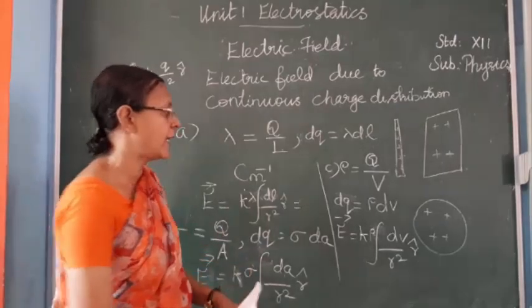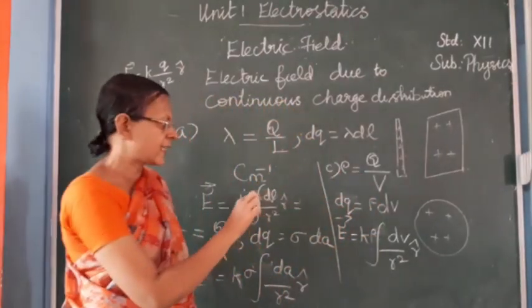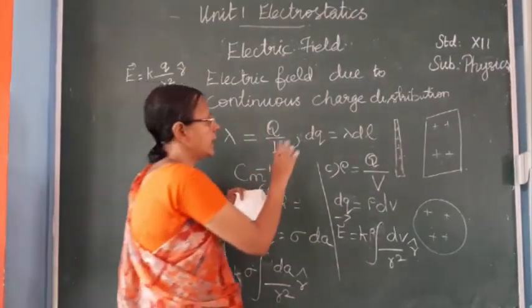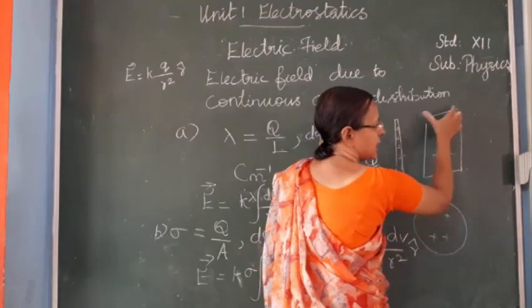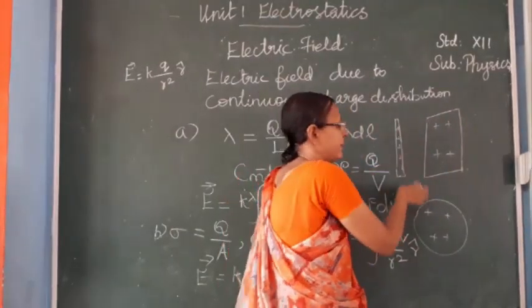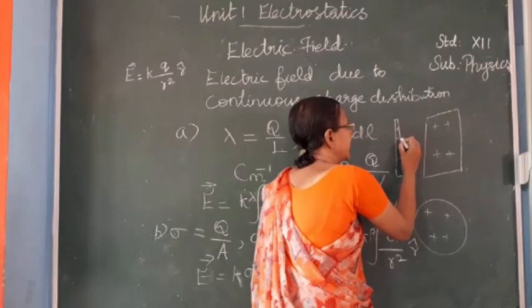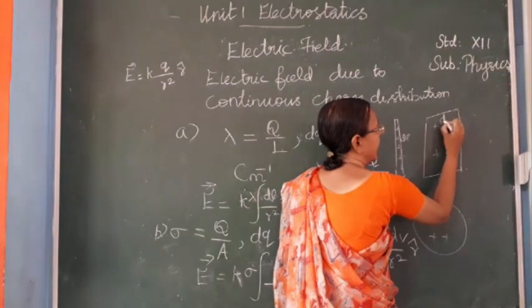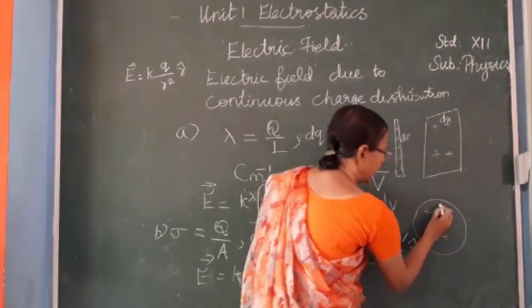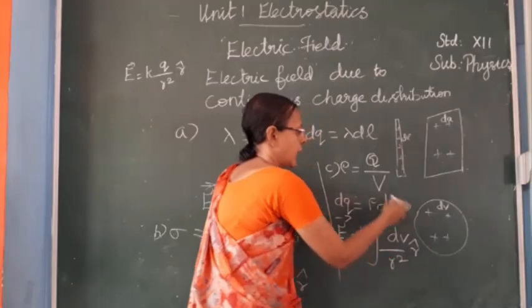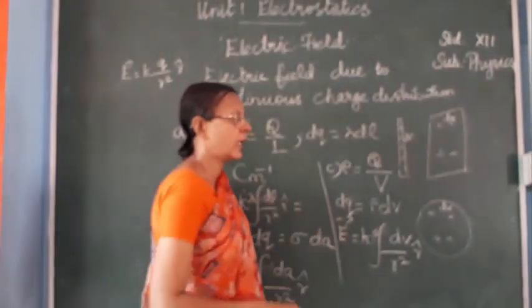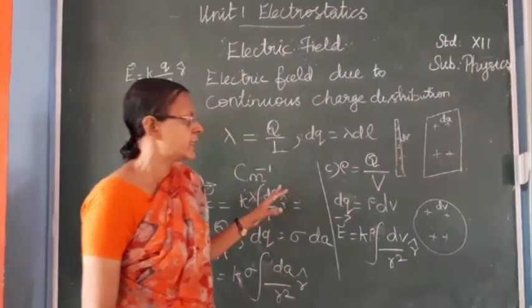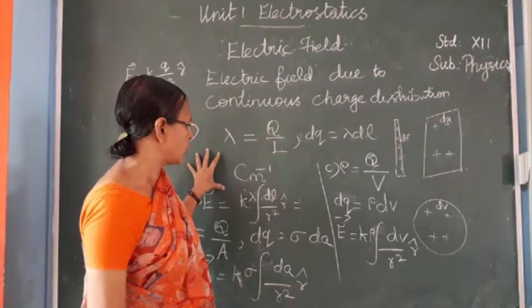So for one small element there is no integral, but for all the elements, we have divided the line element, the length element, into small dl like that. Here also small dA, here dV, all together we have to find in integral form. Children, I think you understood this. All of you learned this well. This is an important question.